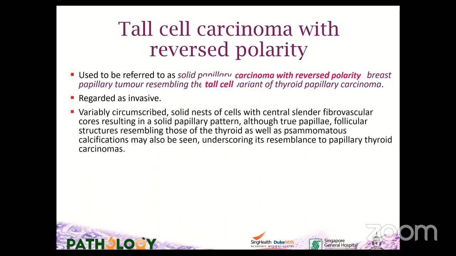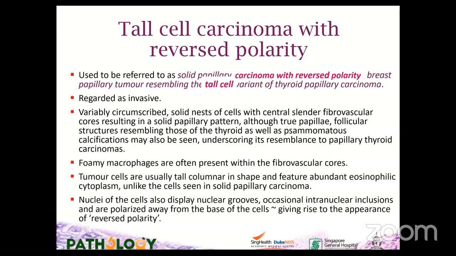This tumor is regarded as invasive and comprises variably circumscribed solid nests of cells with central slender fibrovascular cores resulting in a solid papillary pattern, although true papillae, follicular structures resembling those of the thyroid, as well as psammomatous calcifications can also be observed, underscoring that resemblance to papillary thyroid carcinomas. Foamy macrophages are often present within the fibrovascular cores, and the tumor cells are usually tall columnar in shape, featuring abundant eosinophilic cytoplasm, unlike those seen in solid papillary carcinoma of the breast.